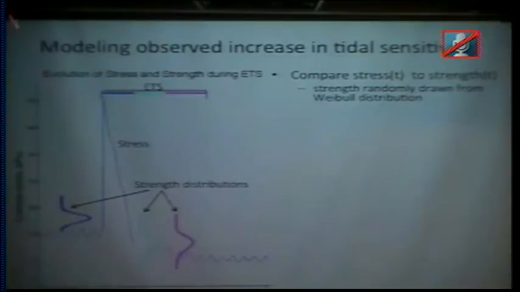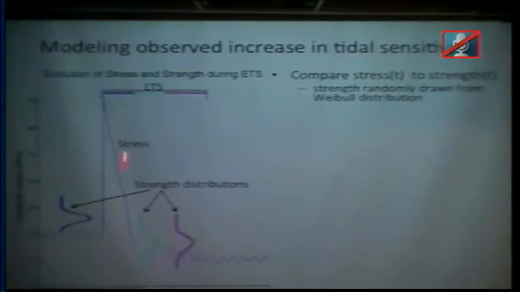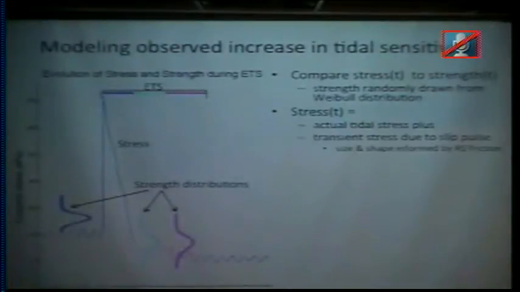So what am I plotting? Time in days versus Coulomb stress. And the strength at each time will be randomly drawn from one of these distributions, which are Weibull distributions. The stress is going to be computed from several pieces, and one of them is the actual tidal stress. That's the little wiggles on here. So here's a time series, and you see it's changing, just the little wiggles.